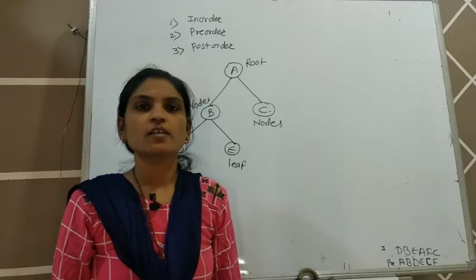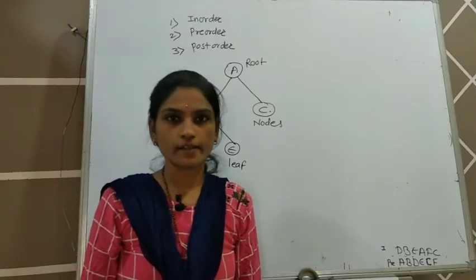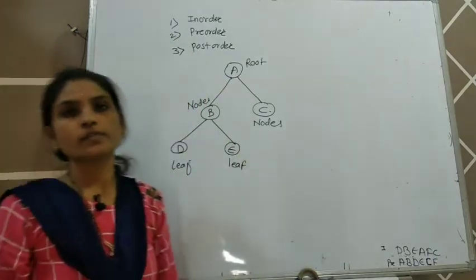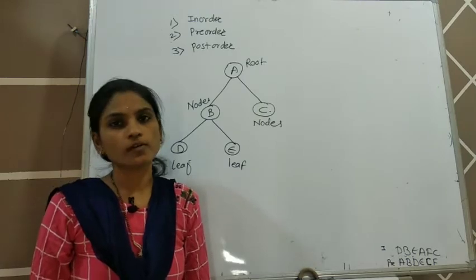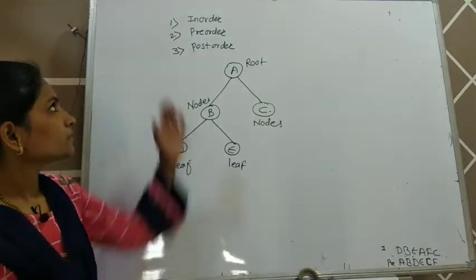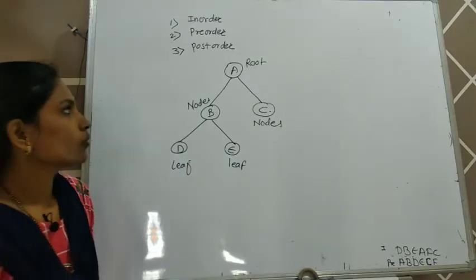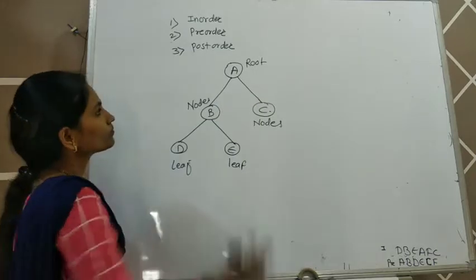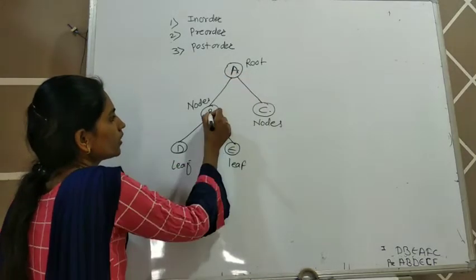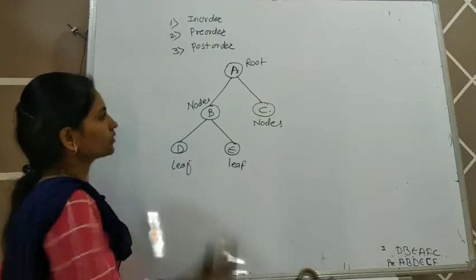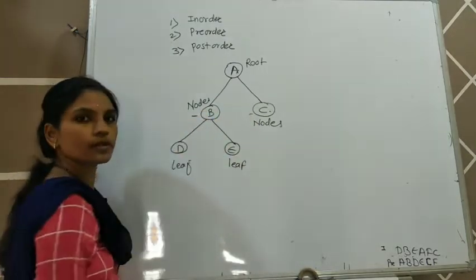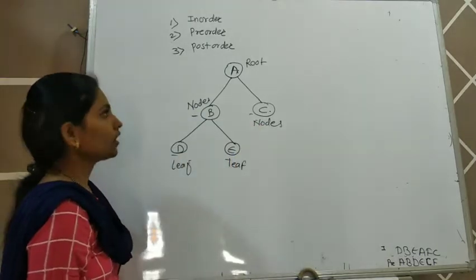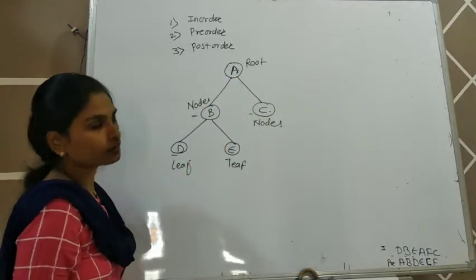Hi friends, today we will discuss the tree traversal techniques of binary tree. So we know that there are three types of tree traversal: inorder, preorder and postorder. So let's see one by one. While traversing the tree, these are the nodes. These are the intermediate nodes, this is the intermediate node B. Then we have the leaf nodes D, E, and C, and we have one root node.